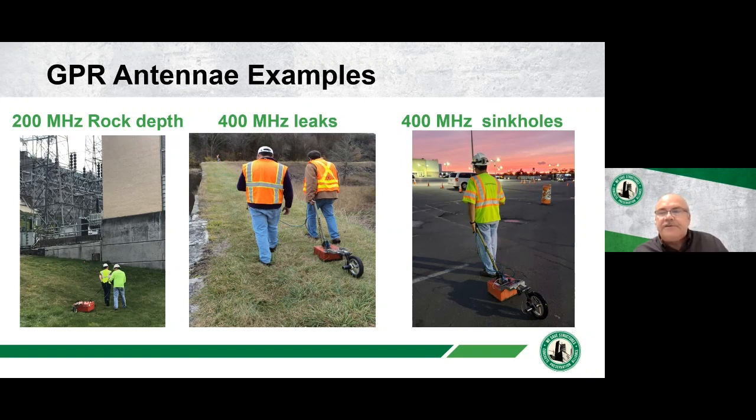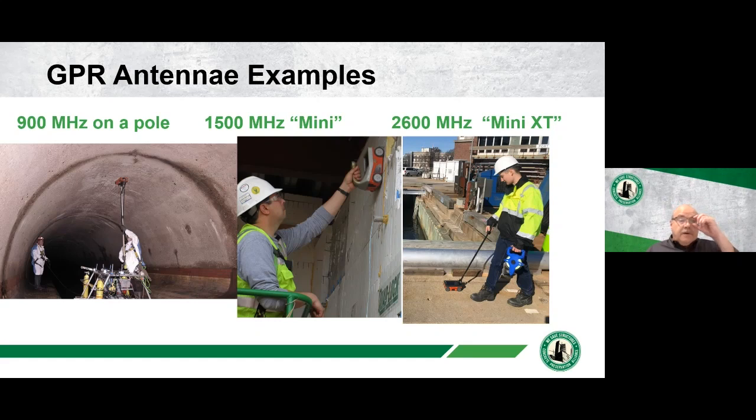But if it continues on, or if there's a large break, we could obviously have a lot of sediment that is transported. The 900 megahertz on the left here is on a pole. We're in an aqueduct feeding water to a municipal water area from a reservoir. The frequency goes up. The 1500 megahertz handheld mini is very often used to locate reinforcing in concrete.